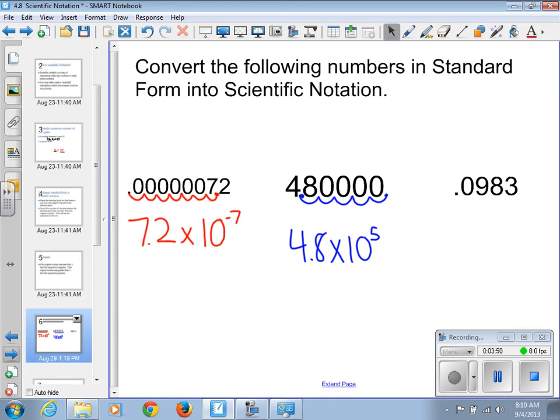I encourage you to pause the presentation here and try this one on your own as I go ahead and solve it. I'm going to move my decimal point over 2 places. So again, only one non-zero number is to the left of the point. I have a power of 10. The point moved 2 spots. The original number was less than 1, so the exponent is negative.